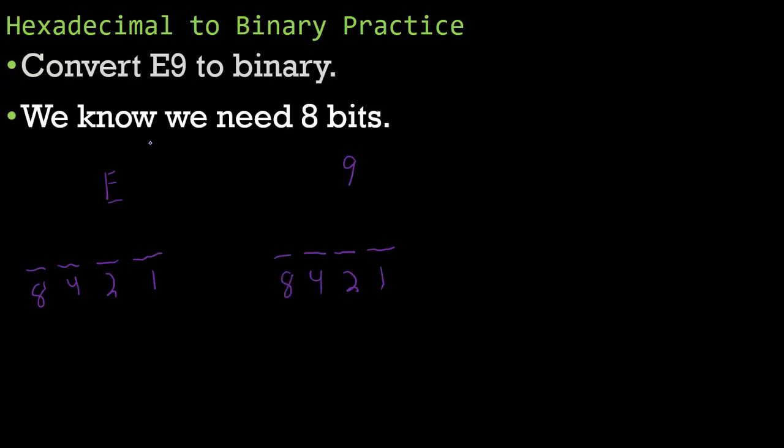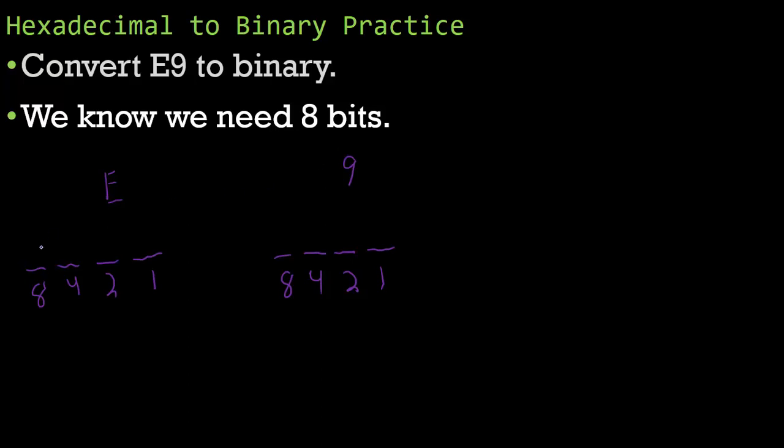Okay, so let's start with E. E is not a number. We go 0 to 9, then we start with letters. What comes after 9? 10. I know A is 10. What comes after A? B. B is 11. What comes after B? C. C is 12. What comes after 12? 13. 13 must be D, which means E is 14.